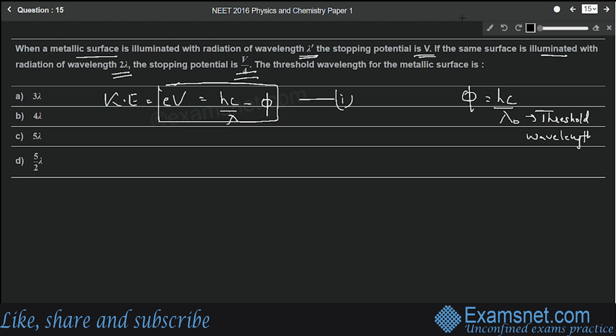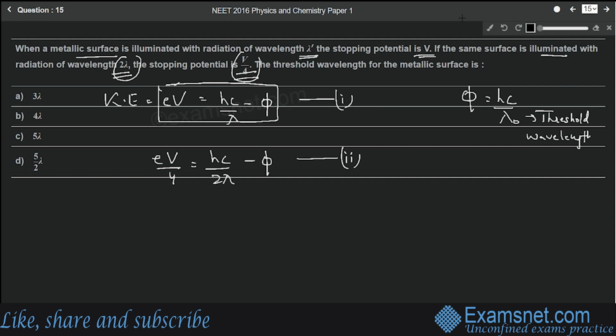So in the second case, what happens? The same surface is illuminated with radiation of wavelength 2 lambda, and in that case the stopping potential becomes V by 4. So if we put 2 lambda in this equation, V will become V by 4. Let's write it down. eV by 4 equals hc by 2 lambda minus phi. Now let's assume this is equation number 2. Now, if we multiply equation 2 by 4 or we divide equation 1 by 4, then both the equations can become equal.